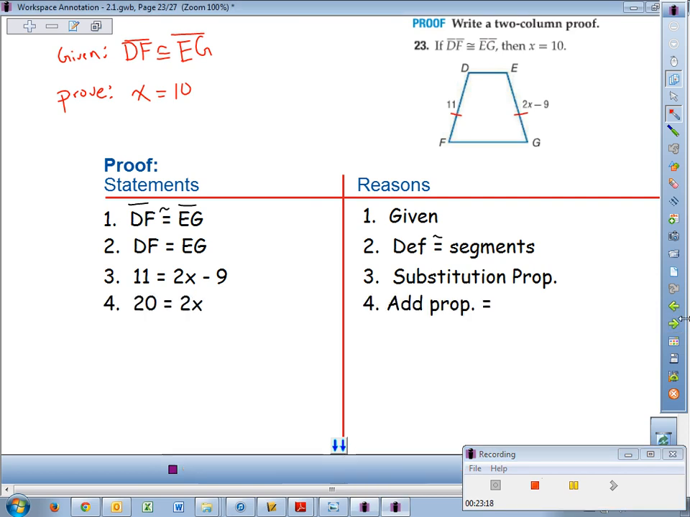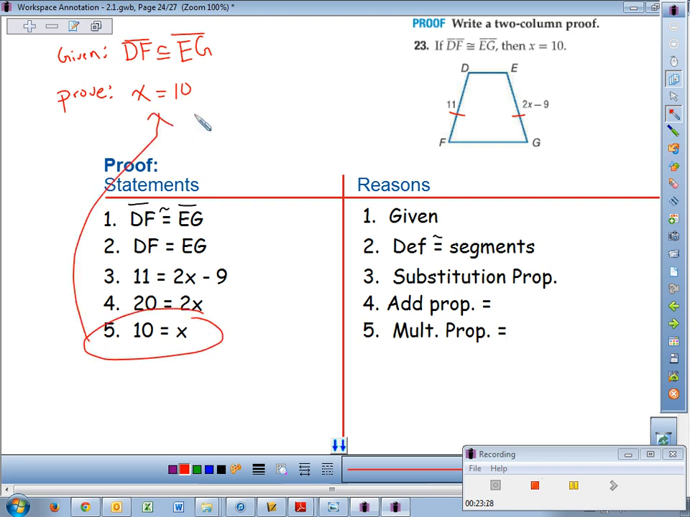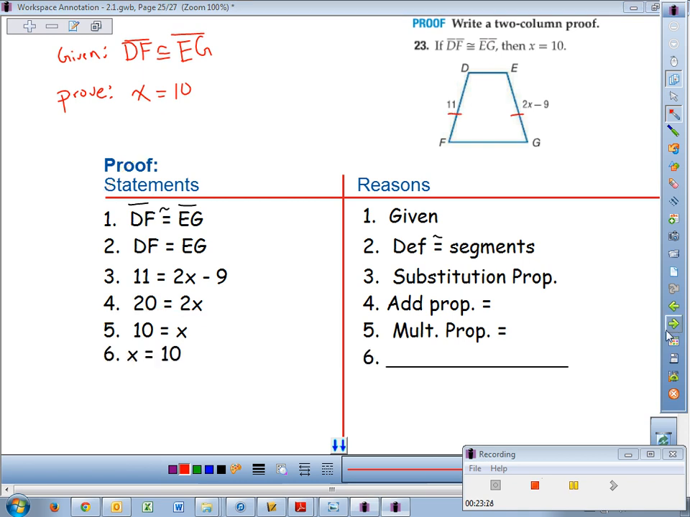Add 9 to both sides. The reason why I can do that is the addition property of equality. Correct? Then what would I do? Divide by 2. The reason I can do that, multiplication property of equality. Looks pretty good, but not quite what they wanted. I got to make them switch sides. What says that I can make them switch sides? Symmetric, which you cannot abbreviate. Property of what? Of equality.